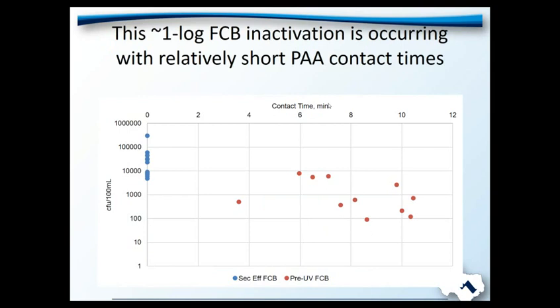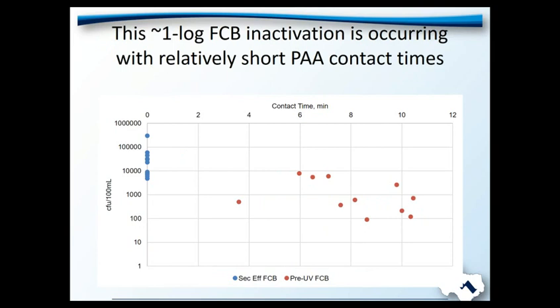This approximate 1 log fecal coliform bacteria inactivation is occurring with relatively short PAA contact time. Given the hydraulics of this plant, and given that there's essentially that RCP pipe that carries secondary effluent to the UV channel, and then the UV channels themselves, that is all the contact time we have available. When we plotted the contact time as a function of the flow through the plant versus the initial fecal coliform bacteria counts in that secondary effluent, what you're seeing is that in very short contact times, there is significant degradation of fecal coliform bacteria with low doses of PAA, less than 1 milligram per liter in most cases, dosed to that secondary effluent.